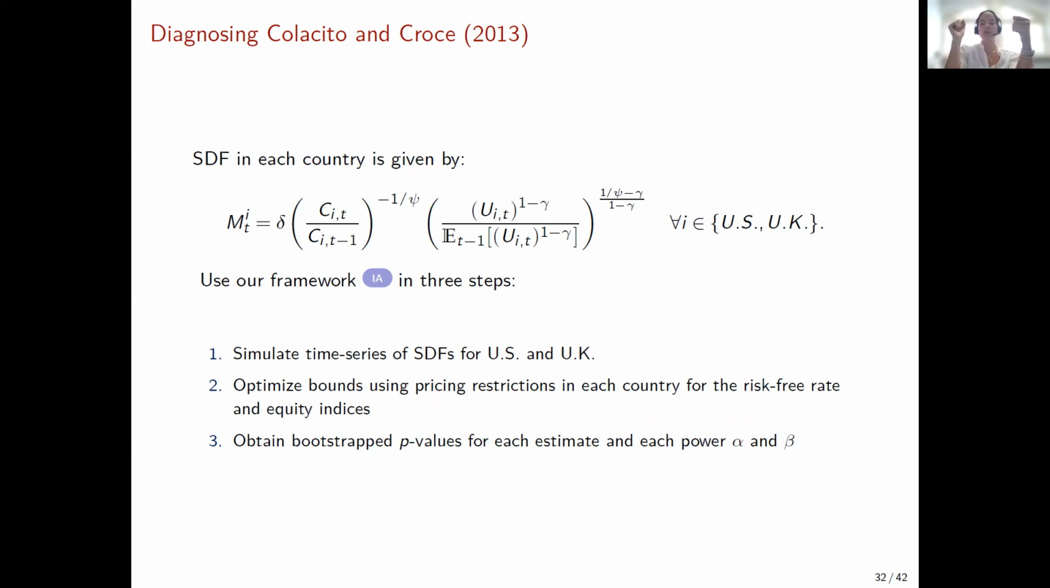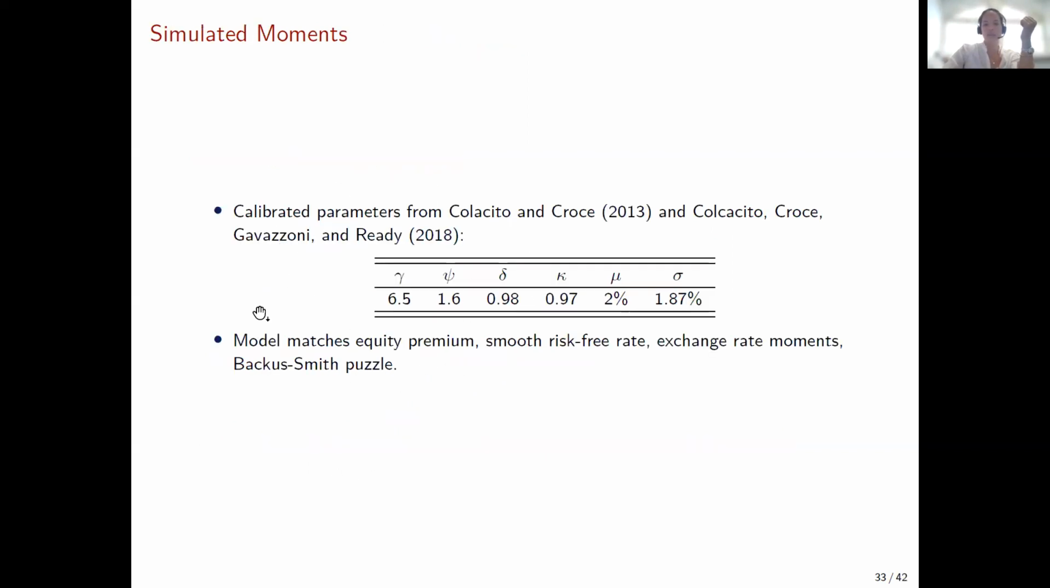What we then do is compare the bounds that we calculated from the return data with the moments that we can calculate using the simulated stochastic discount factor in the US and the UK for all powers alpha and beta. We then obtain bootstrap p-values for each of these estimates, alpha and beta. So we just compare how many times the model violated what we see in the data.